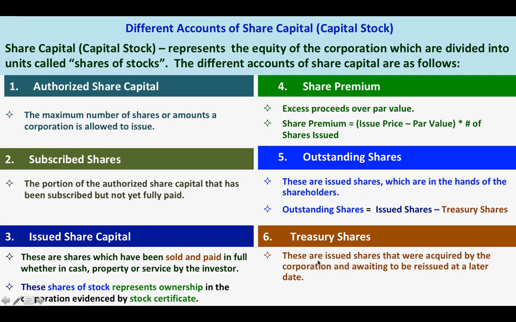Treasury shares are issued shares that were acquired by the corporation and awaiting to be reissued at a later date. Meaning you have already issued this, but the corporation bought it back. We will discuss that later. So treasury shares is equivalent to issued shares minus outstanding shares. The difference of the two is your treasury shares. So take note of the relationship of the outstanding shares, issued shares, and treasury shares.